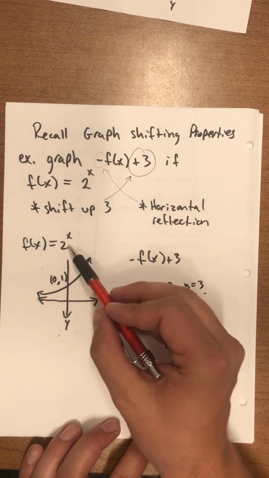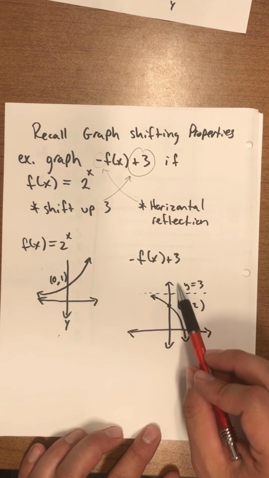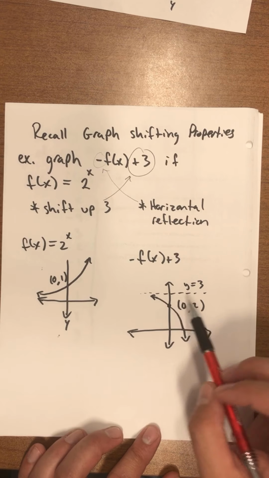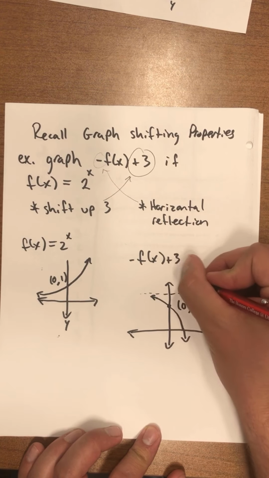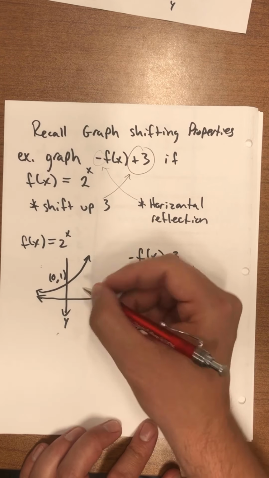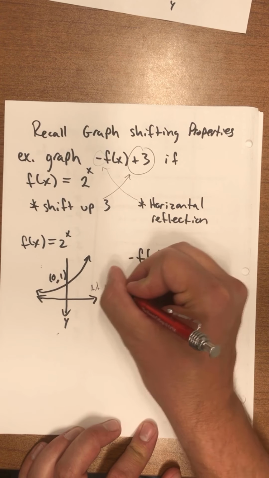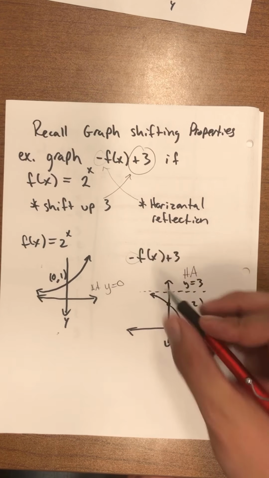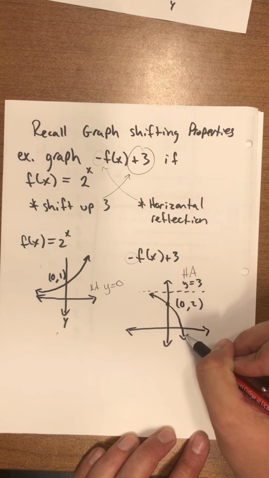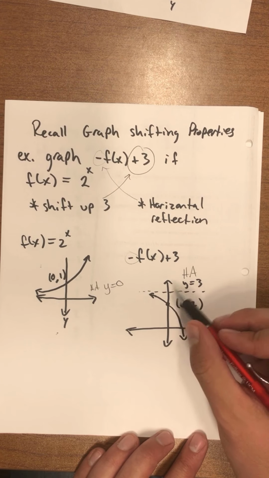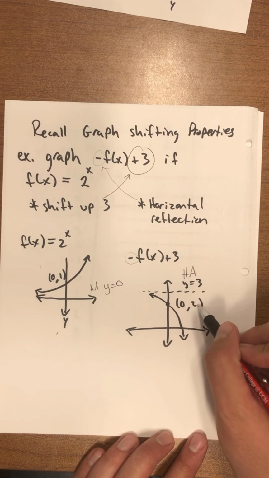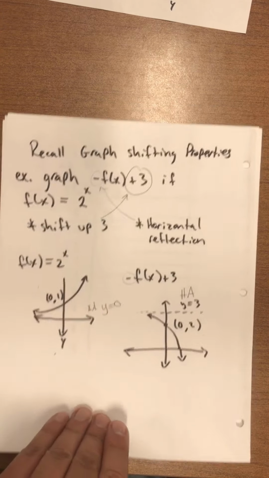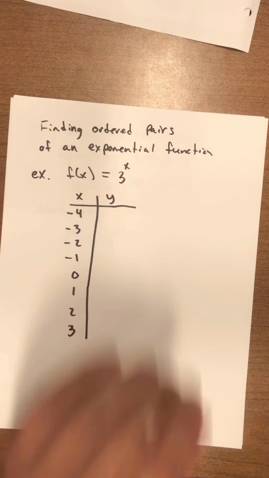So here's the graph of f of x equals 2 to the x. Then we are going to shift that up 3. So that would mean we would have an HA. Now, the HA was at y equals 0, the horizontal asymptote. So if we shift up 3, that would mean the HA would be at y equals 3. The negative out front is going to flip, reflect it, which would then give us a y-intercept at (0, 2). So let's take a look at finding some ordered pairs.